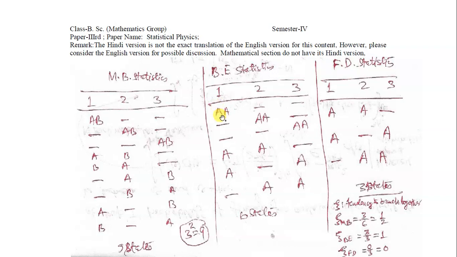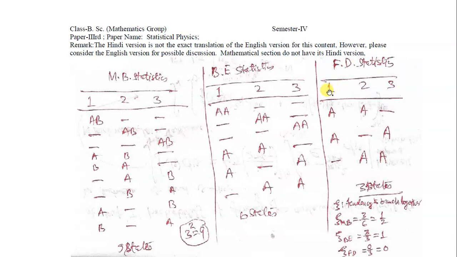So you have 2 molecules in state 1, 2 molecules in state 2, 2 molecules in state 3, 1 molecule each in states 1 and 2, 1 molecule each in states 1 and 3, and 1 molecule each in states 2 and 3. So the total number of possibilities in this case is 6. That is the case of Bose-Einstein statistics. But in the case of Fermi-Dirac statistics, a state can be occupied by either one molecule or no molecule. So 0 and 1 are the occupancies when you exclude the spin up and down situation.